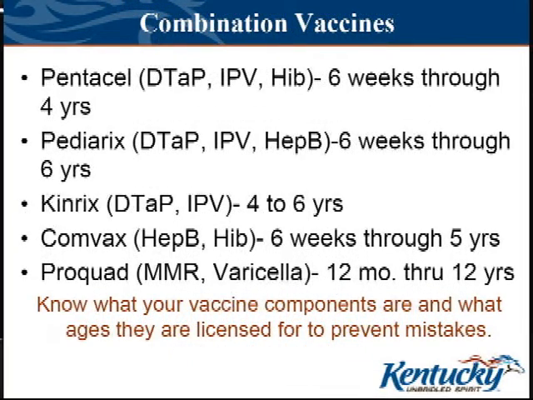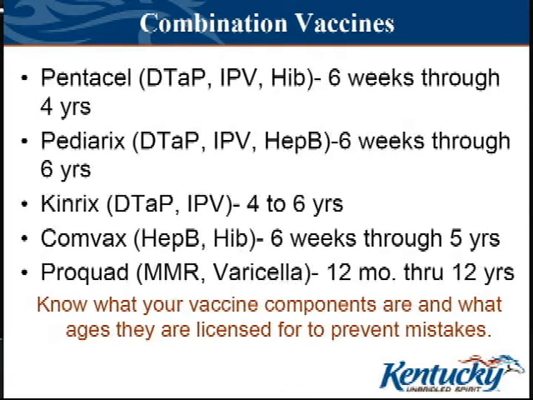Okay, we also have combination vaccines. These are very nice. They greatly reduce the number of injections a child receives, but they can also cause confusion. And these are all the ones that are available for children right now. Pentacel and Pediarix are what we call pentavalent vaccines, and that means that they have 5 different types of vaccines in the same injection. So Pentacel is your DTaP, polio, and Hib all combined in one injection, and that is for 6 weeks through 4 years. And then we have Pediarix, which is DTaP, polio, and hepatitis B all combined in the same shot.